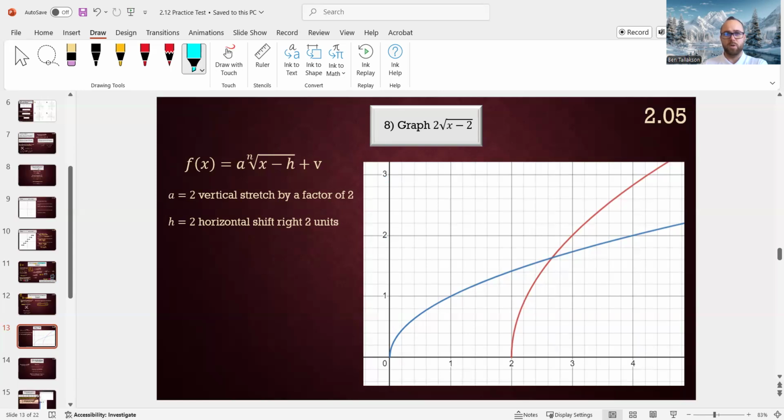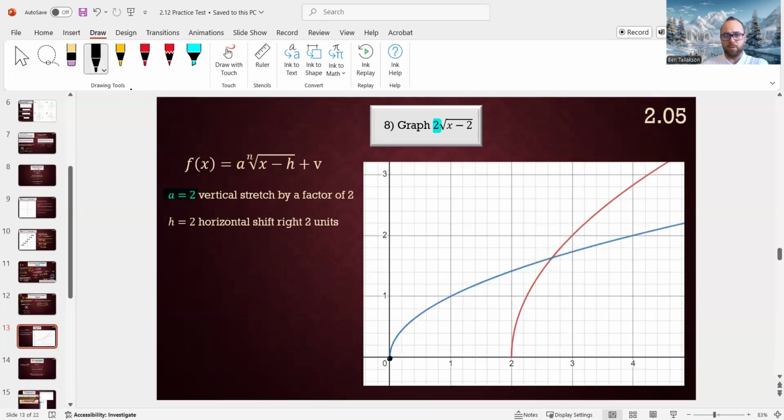So here are some brief explanations. This is your parent function with all possible transformations, okay? And here's the function we have. It's a square root function or a radical function. And what's the deal? Well, we have 2 out front. Well, that's going to be a. That's a, so vertical stretch by a factor of 2.